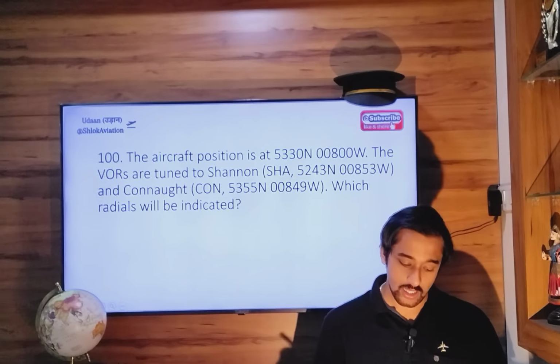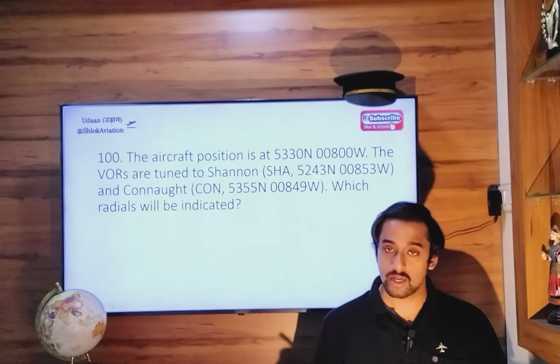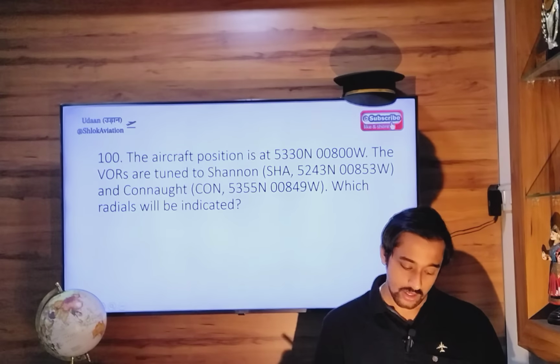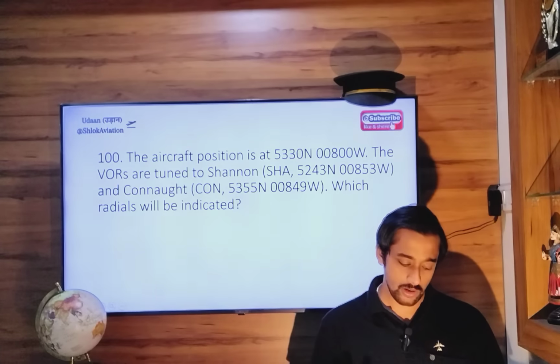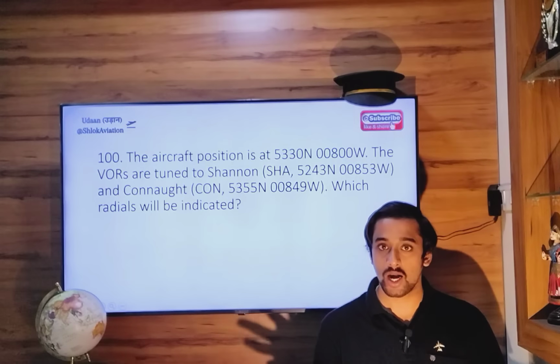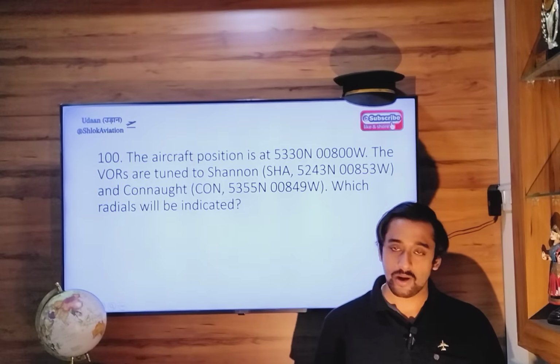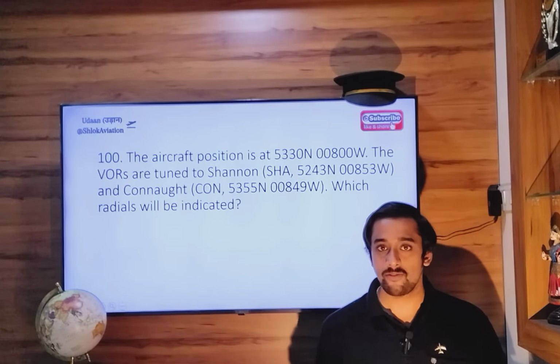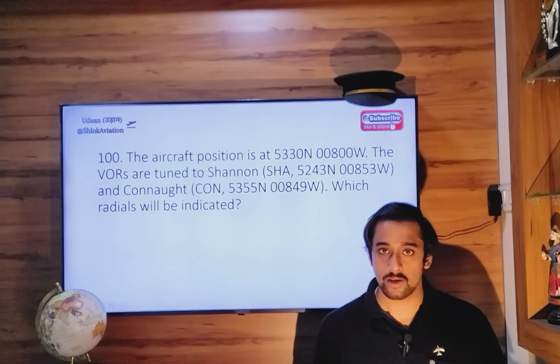The aircraft position is given at 53 degree 30 minutes north, 8 degree west. VORs tuned are so and so. So which radials will be indicated? So you need not do this question. You need a chart to perform this. So you can ignore this for your DGCA exam or any other written exam if they don't give you any charts for calculations.